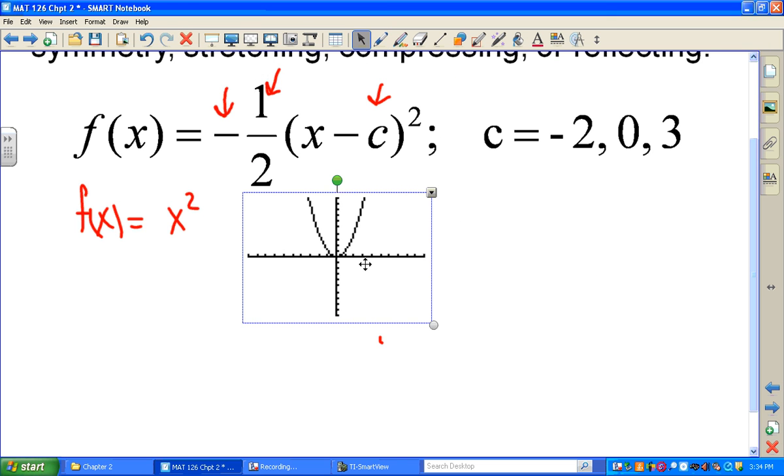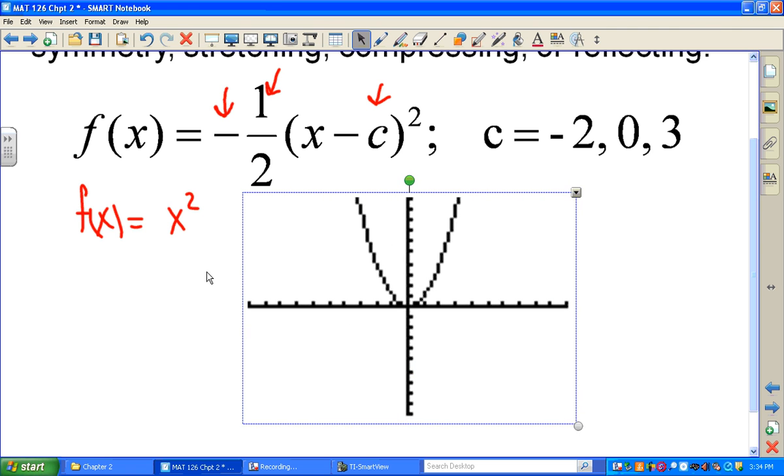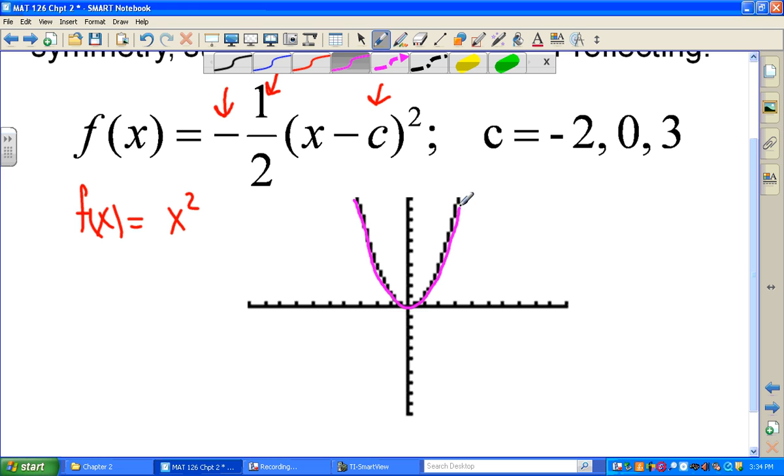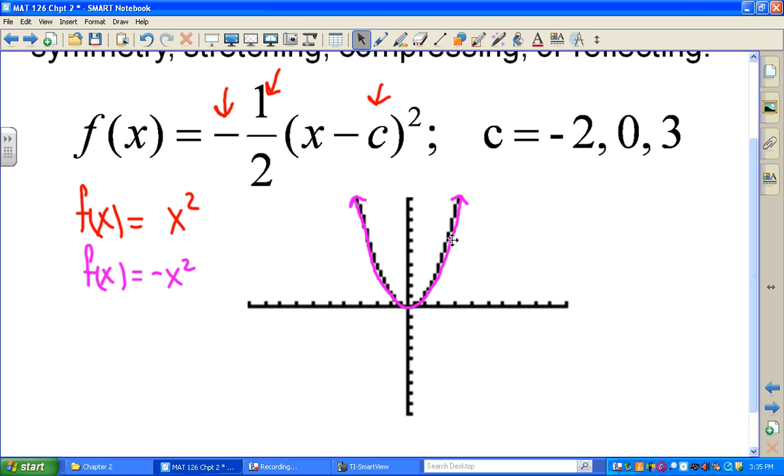All right. I don't know if I can do this, but I'm going to try. So if I put the negative in front of it, well, that's pretty good. I took my time. So if I put a negative in front of it, f of x equals negative x squared, that's obviously going to take the graph and do what with it? Yeah, flip it down.